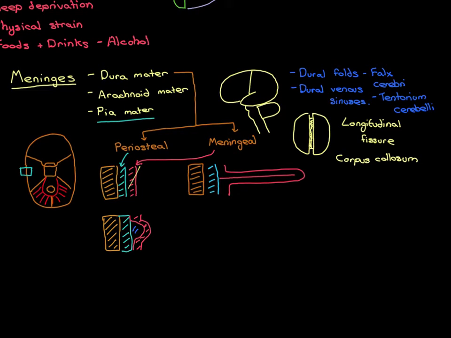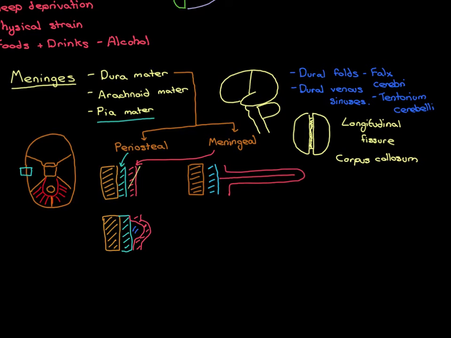And there are some major dural venous sinuses that we need to know the names of, which are the superior sagittal sinus, the inferior sagittal sinus, the straight sinus, the transverse sinus, the sigmoid sinus, the cavernous sinus, the superior petrosal sinus, and the inferior petrosal sinus.